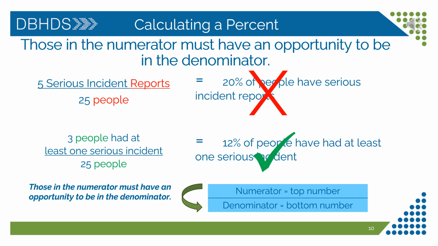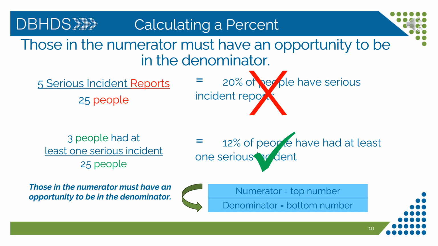The first one here: 5 serious incident reports divided by 25 people. So you need to ask, can those reports have had a chance to be in the denominator, which is people? The answer is no, reports cannot be people. So the result here that says 20% of people have serious incident reports is incorrect. We'll talk about rates later. You can reflect this as a rate, but it is not a percentage.